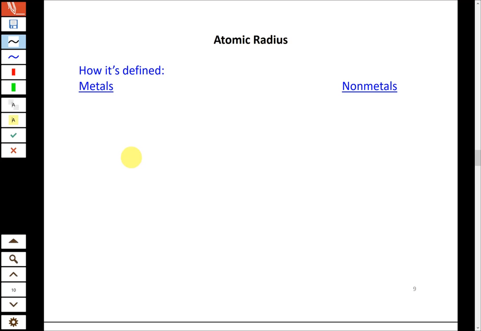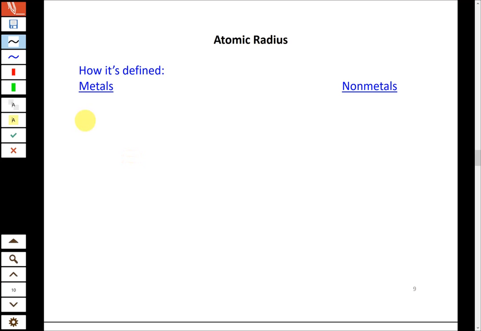So the first property we're going to talk about is atomic radius. An atomic radius is essentially the size of the atom. So the distance from the nucleus to the outer edge of the electron cloud, however that's defined, is going to define the atomic radius. It's how much space the electrons take up around that atom. And the way that it's measured is different depending on the type of element you're talking about.